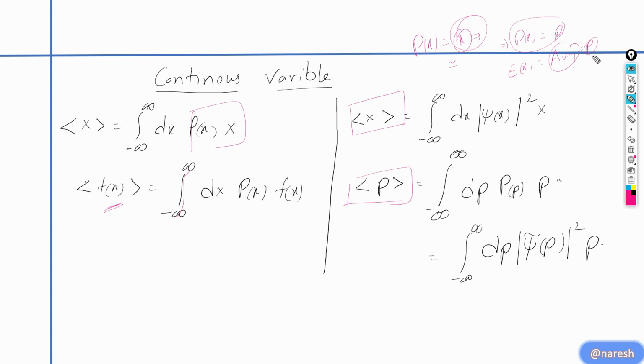Average position, that's very useful. You are more confident about the average instead of the single value. That's the reason expectation values are very important in quantum physics. The expectation value of the position, we know the probability is p of x, we can replace with psi of x.